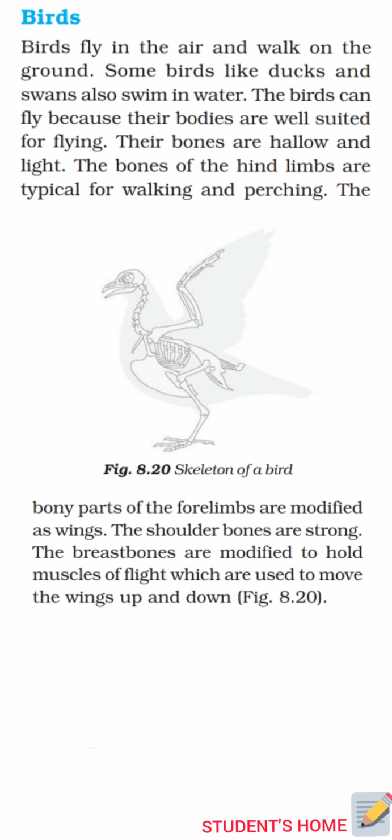The bones of the hind limbs are typical for walking and perching. The bony parts of the forelimbs are modified as wings. The shoulder bones are strong. The breastbones are modified to hold muscles of flight which are used to move the wings up and down.